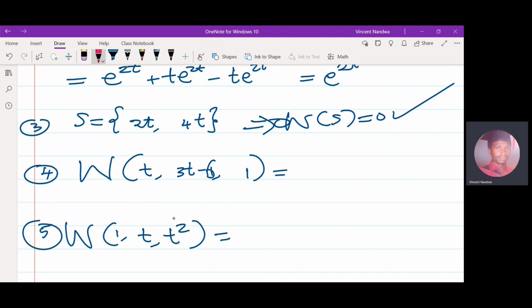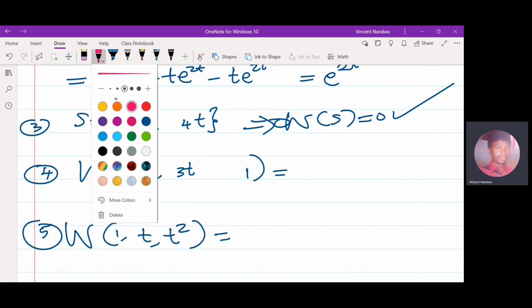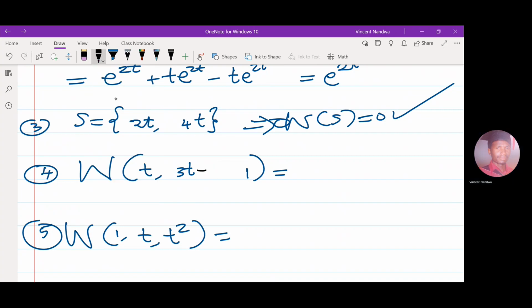So number 4 is t, 3t minus 6. This is 3t minus 6. The last function is 1. So there are 3 functions, t, 3t minus 6, and then 1.